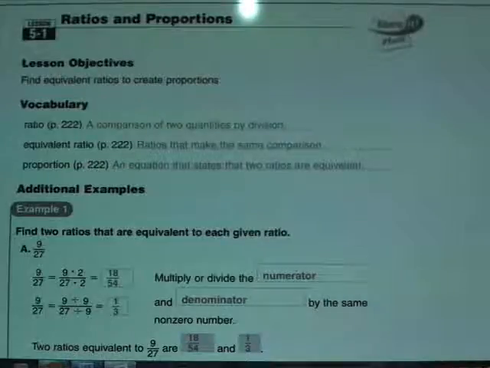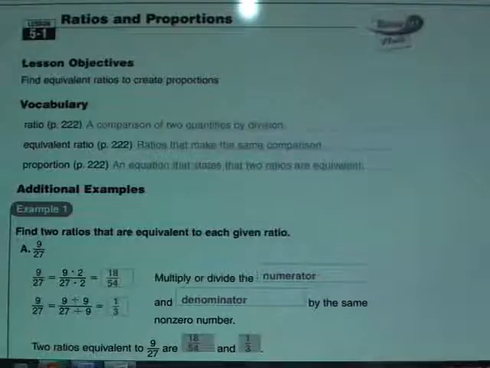Okay, so let's get some definitions out of the way here. Ratio, that's a comparison of two quantities by division. Again, that's kind of a fancy way of saying it's something that's going to look like a fraction. Equivalent ratios, those are ratios that make the same comparison. If you think of equivalent fractions, you're on the right path already. And a proportion is an equation that states that two ratios are equivalent. So really saying these two fractions are equal to each other.